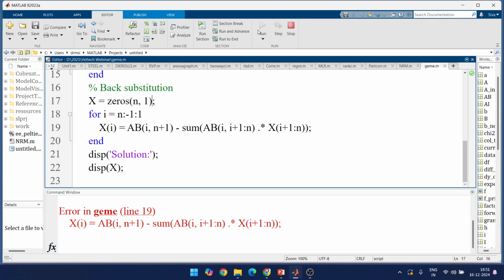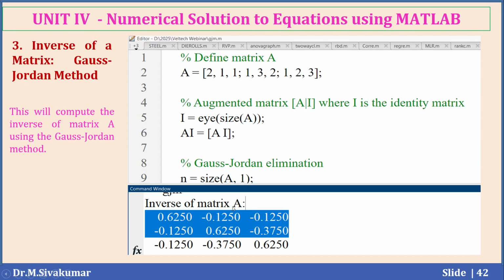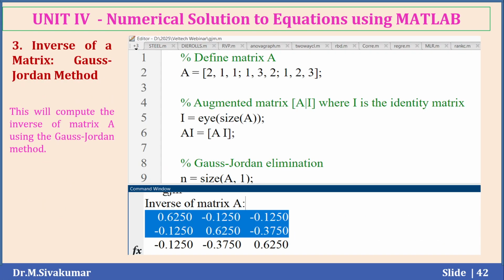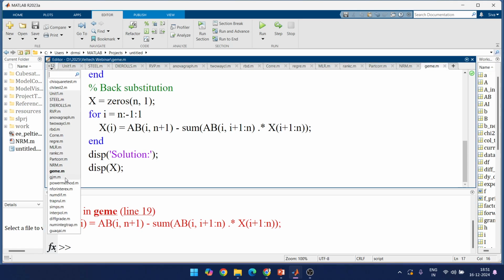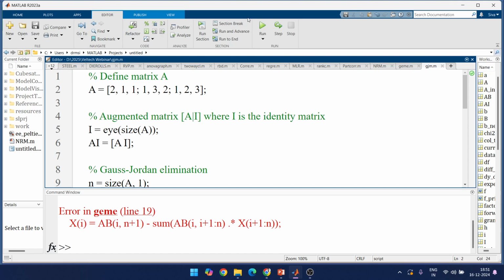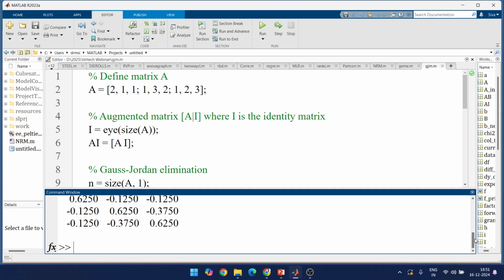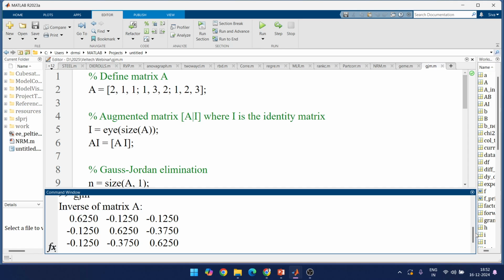Just click on run. What is the output you get? You get the inverse of the matrix, the inverse by the Gauss-Jordan method. This is the Gauss-Jordan elimination method, and the output we are getting is the inverse of the matrix. These values are shown in the output.